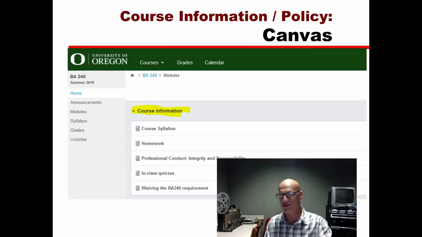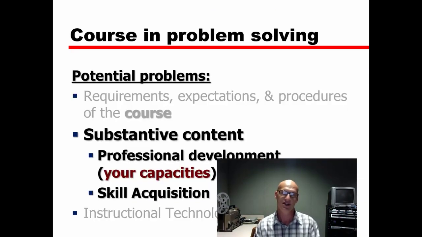Well, the first place to start is just the course information tab on Canvas, right? There's a course information module, and you go in there and you can look at the course syllabus and a lot of this other stuff. The course syllabus will be explained in one of the videos that you're going to watch today, right?